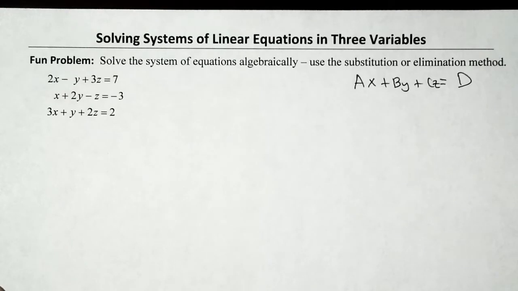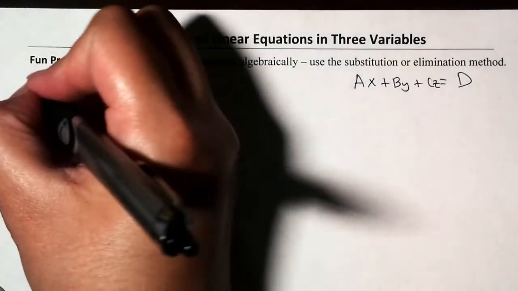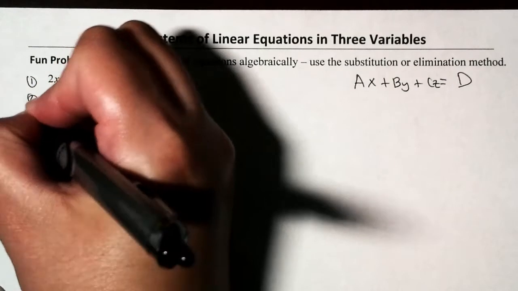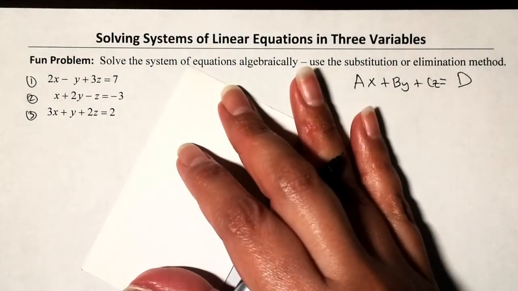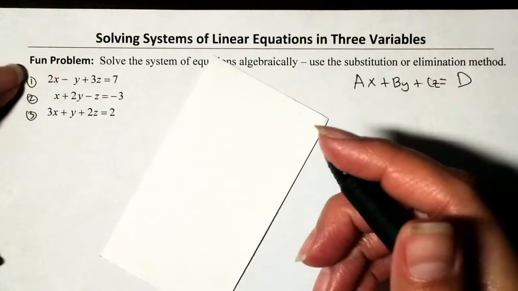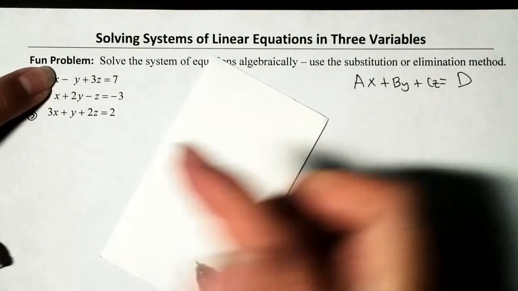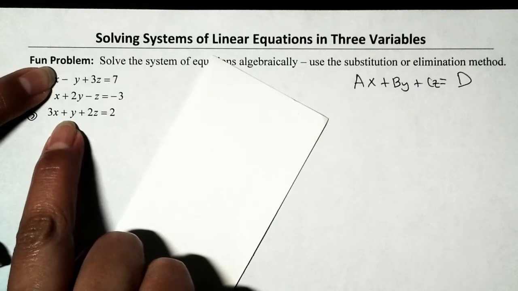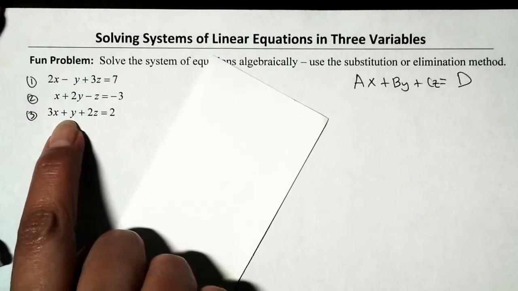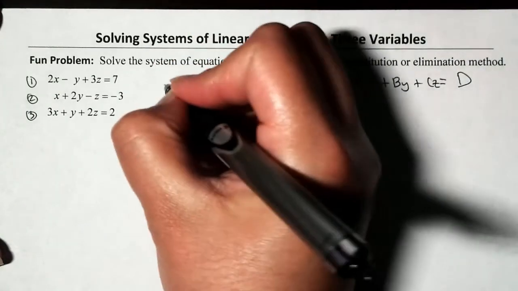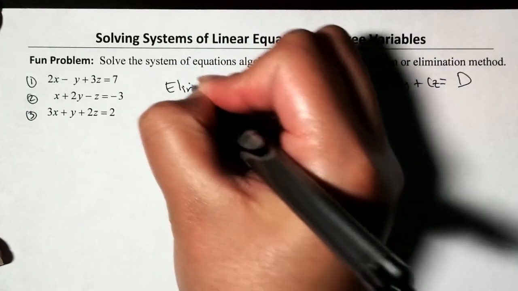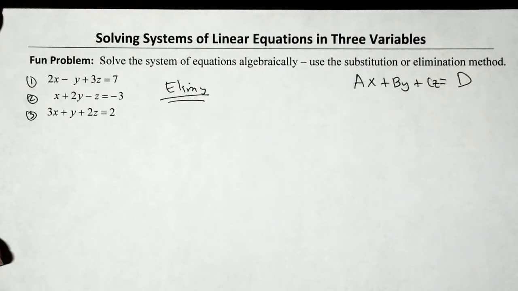The question is, which one should we eliminate? There's no right or wrong answer. It's really a personal choice. But in this case, with your permission, we're going to go ahead and eliminate y. The reason being is because see how we have a negative y and a positive y? So if we were to add these equations, they're already going to cancel out. So this problem is screaming, hey, eliminate y. Okay. So we're going to make 2 pairs of equations and eliminate that y.